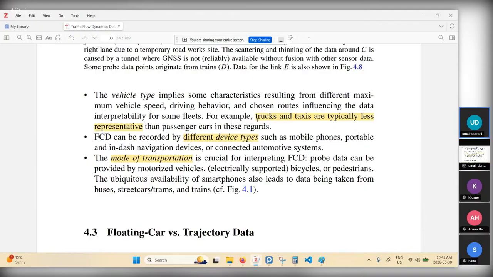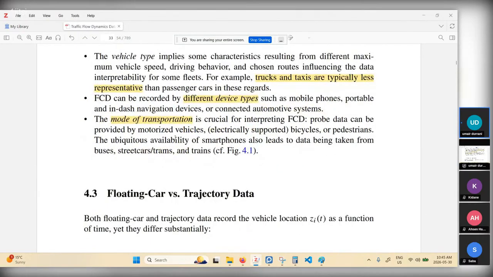You can get floating car data, as you mentioned before, from different device types. It could be from mobile phones, portable and in-dash navigation devices, or they can also be obtained from connected automotive systems. These days, the new vehicle models have connected technology where they share data with each other as well, and all of that data is available to the manufacturer of those vehicles, and you can also get those data for yourself for your own vehicle if you want.